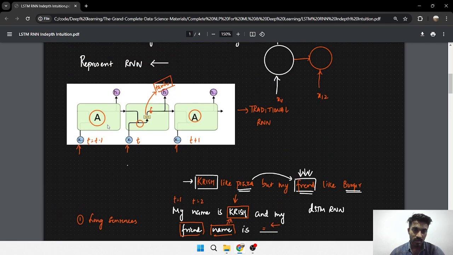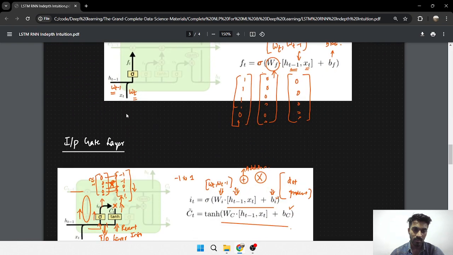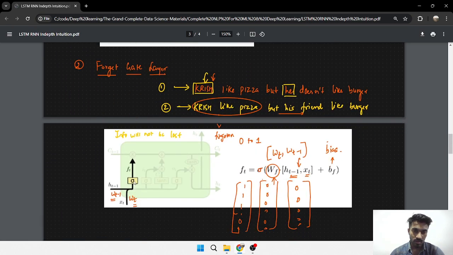Basically, in LSTM we have seen our diagram. Here you can find it, the whole diagram is this. So let's break down every step and see how this will work.